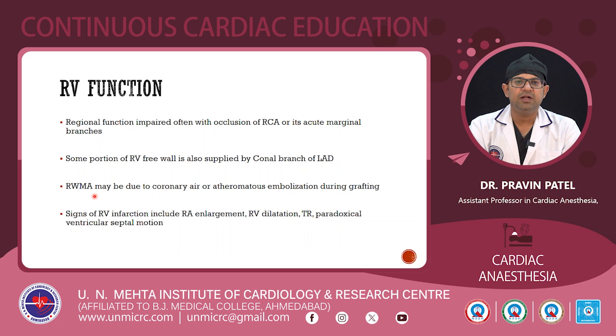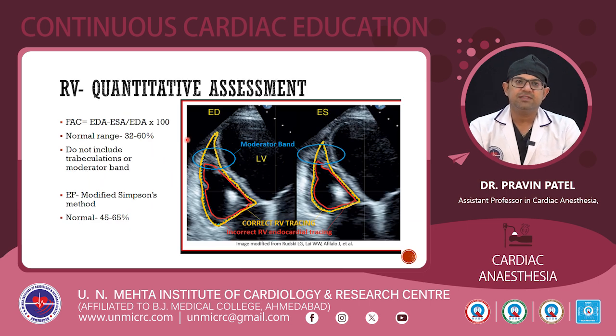Regional wall motion abnormality may be due to coronary air or atheromatous embolization during grafting. Apart from RV dysfunction, you need to look for other signs of infarction like RA enlargement, RV dilatation, TR, or paradoxical ventricular septal motion.